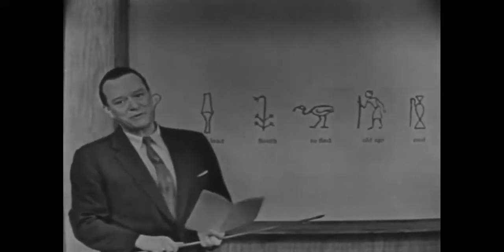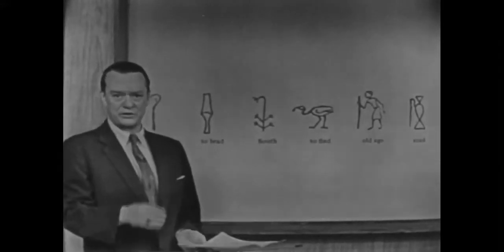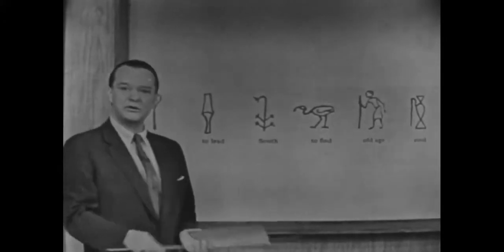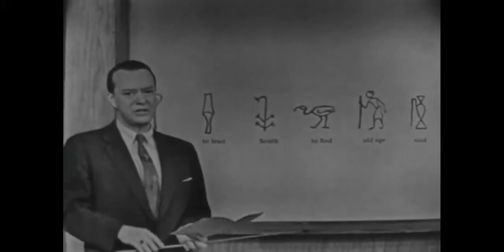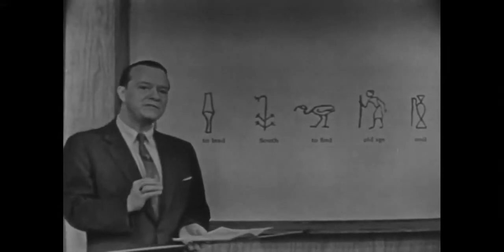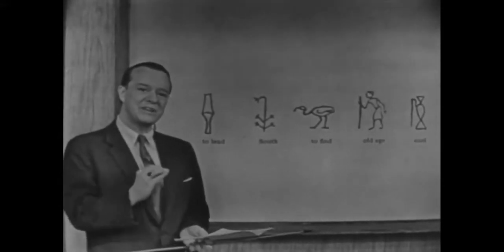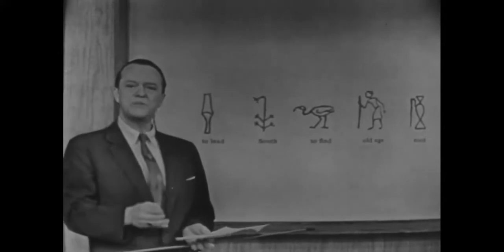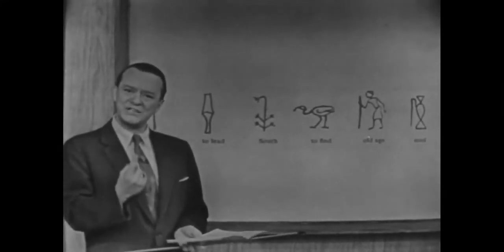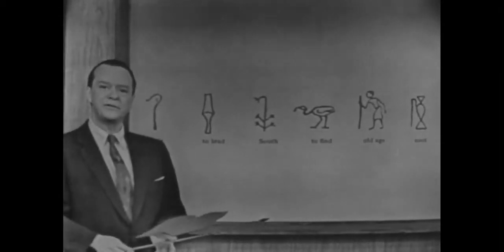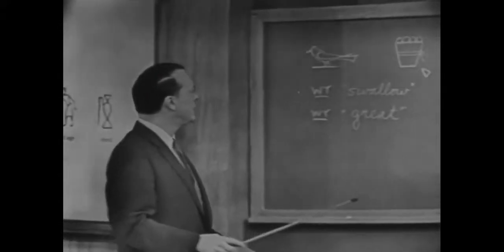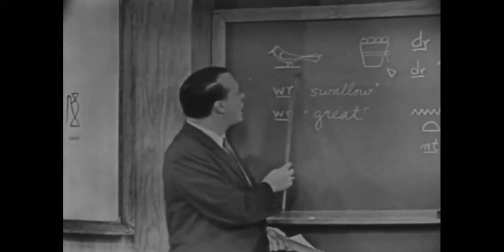But don't think that the Egyptian writing system was simply a matter of pictures, and when you saw them, you just simply reacted to them and said old age or to find. No, it was a true system. And actually what they were able to do was to put these various symbols into different kinds of contexts. Now, Egyptian is a language, like many languages, that has what we call homophones, words that sound alike. Let me show you how this system worked with words that sounded alike. For instance, here is a picture of a swallow.